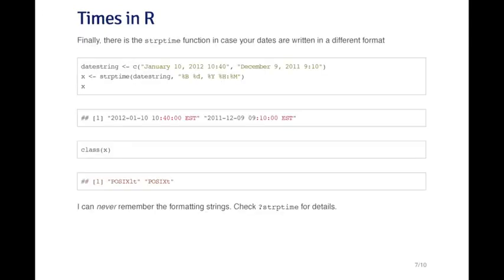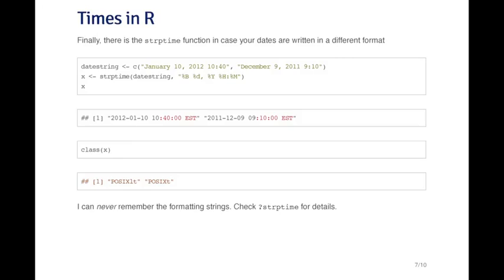So finally, there's the strptime function, which converts dates that are written in character string format into date or time objects. Well, in this case, it converts them into time objects. They use what are called format strings. So here I've got a string that says January 10th, comma 2012, and then 1040, meaning hour 10 and minute 40. And then I have another string that says December 9th, 2012, 910. If I want to convert these strings to time objects, I can use the strptime function. What I do is I pass it the character vector, and then I pass it a format string.